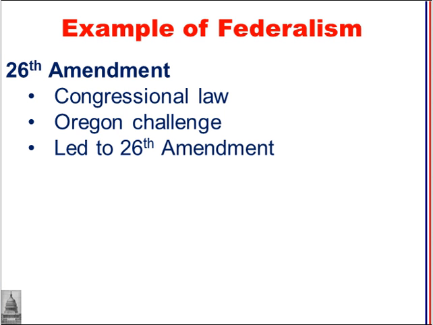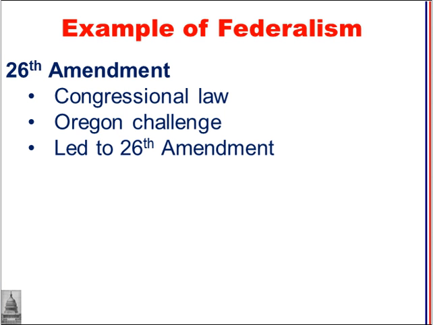So Congress passed legislation, a congressional law, that lowered the voting age in national, state, and local elections to 18. However, Oregon challenged the law, saying the Constitution did not give Congress the authority to establish voting ages in local and state elections. Those are functions of the states. So Congress did not have the authority to tell the states that they had to lower the voting age to 18 with the way the Constitution was written. And the Supreme Court agreed with Oregon.